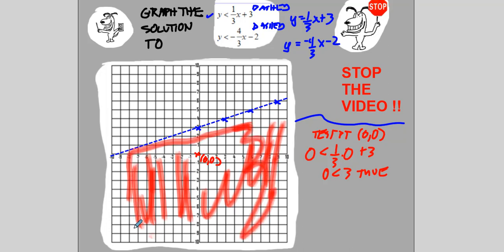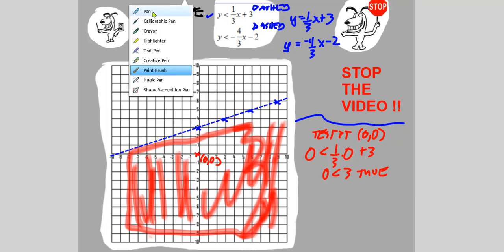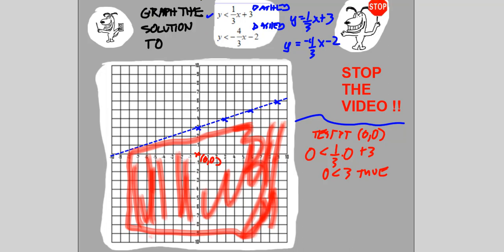Shading down here. All right. Then the other inequality, we have negative 4/3 x minus 2. My y-intercept is negative 2 right there, and my slope is negative 4/3. So I go over 3 in the x and down 4 in the y. Over 3 in the x, down 4 in the y. I could also go back 3 and up 4. Puts me right there. That is a dashed line also.